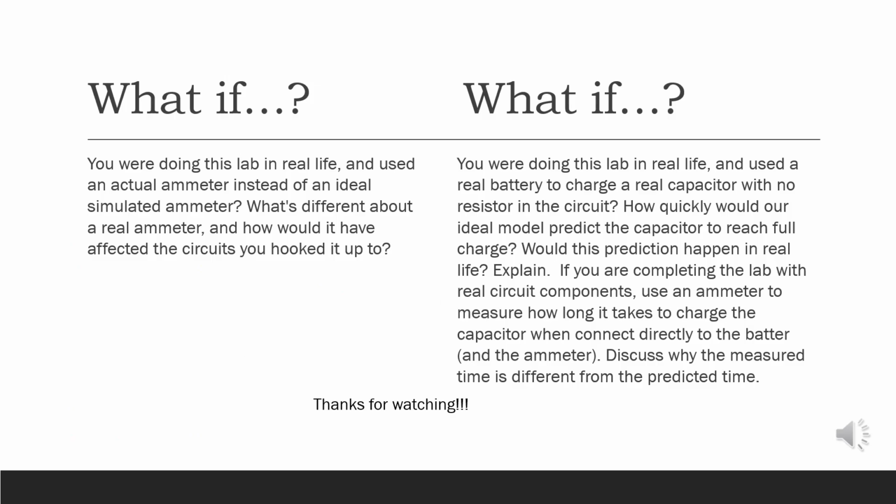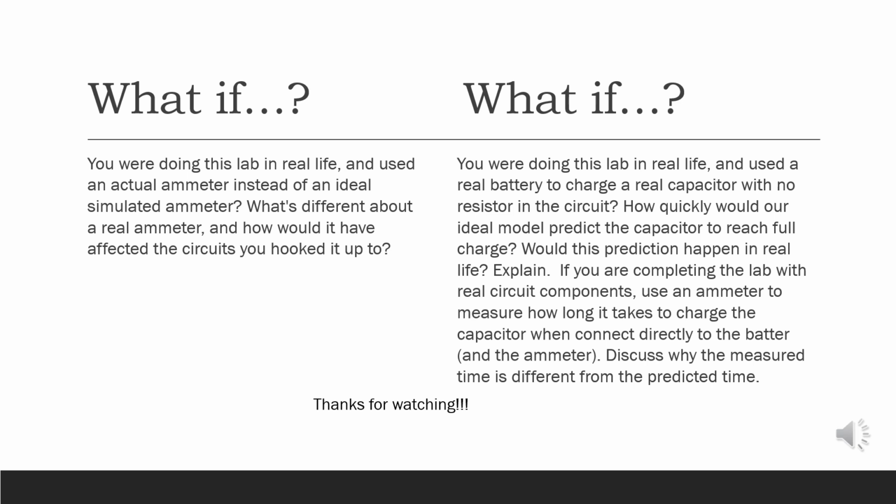What if we had done this lab in real life and used an actual ammeter? What will be different about that, and how might this have affected our results? Well, an ammeter is designed to have very low resistance, so an ideal ammeter has exactly zero resistance. Of course, this is not possible in real life as all objects have some level of electrical resistance, and even the best ammeters have a small amount. Adding resistance to a series circuit just decreases the amount of current flowing through it. So had we done this lab in real life, we'd be getting lower than expected current values due to the internal resistance of the ammeter.